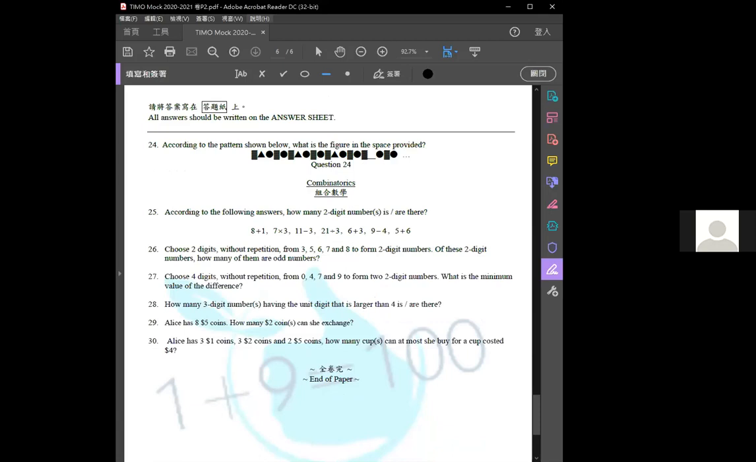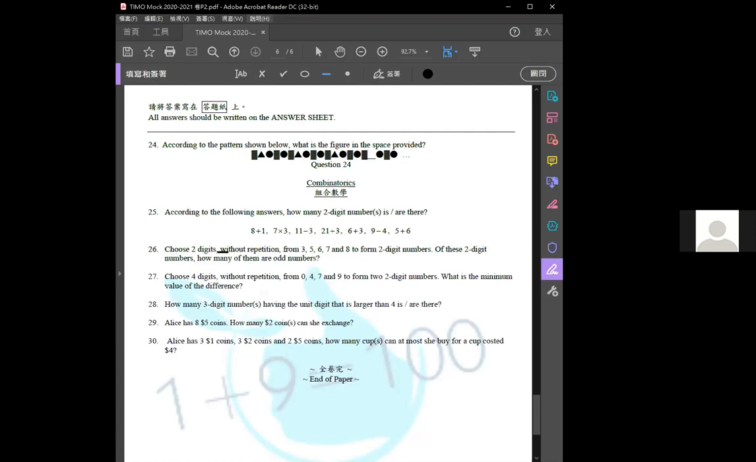So let's go for the 25th. I'm sorry that we need to rush a bit. How many 2-digit numbers are there? 8 plus 1 is not, so eliminate it. 7 times 3 is 21. So yes, one of them. 11 minus 3, no, it's 8. 21 divided by 3, no, it's 7. 6 times 3, no. 9 minus 4, no. 5 plus 6 is 11, yes. So there are 2 2-digit numbers here.